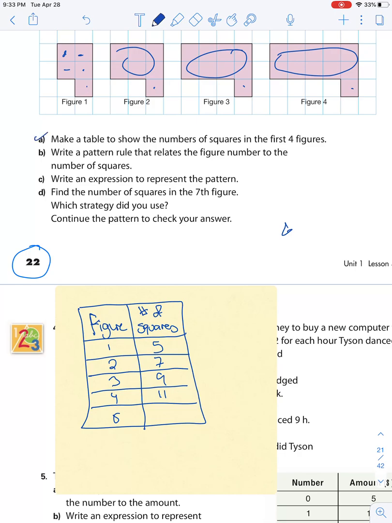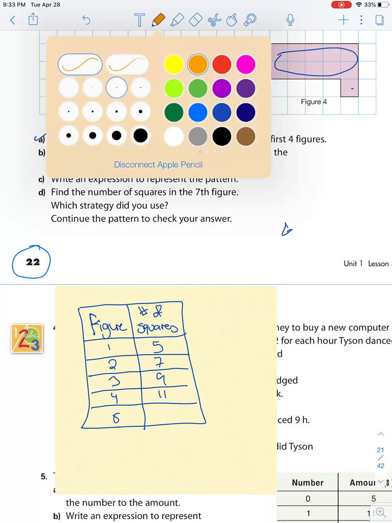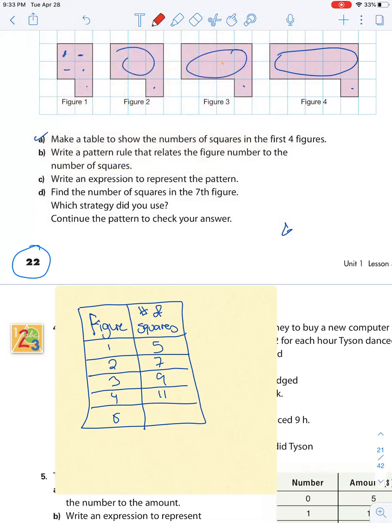We have finished A. Okay, and the really key thing for this is that you have accurately titled the input and output. So we shouldn't just say input or output. We should say this is the figure number and this is the number of squares. That makes it very accurate.